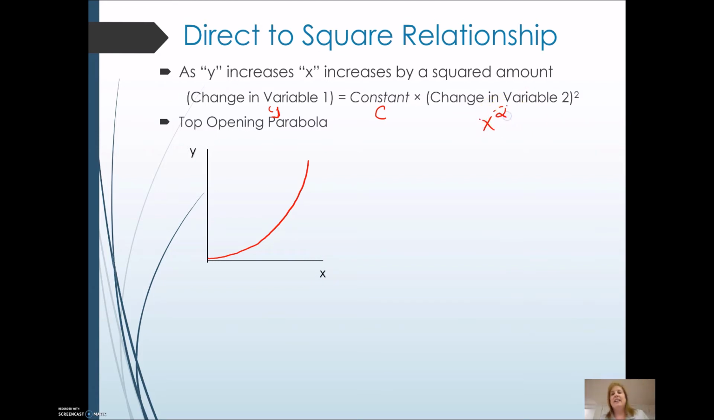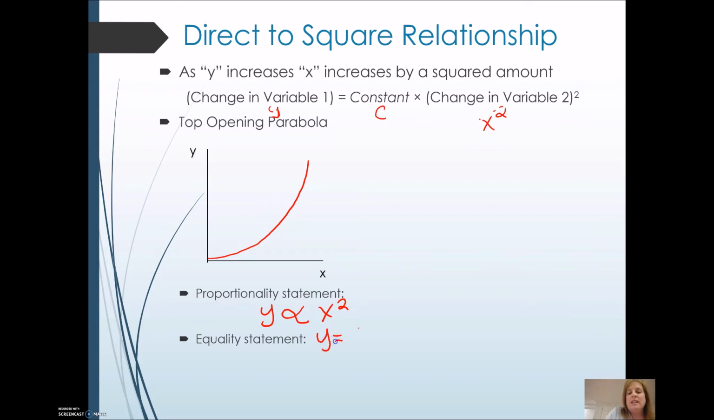X squared. So when you see a top opening parabola, our proportionality statement, the proportional relationship, is that as y increases, then x is going to increase by a squared value. So y is proportional to x squared. Or from an equality statement, y is equal to some constant times x squared.